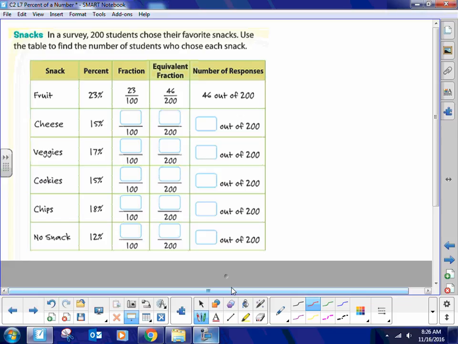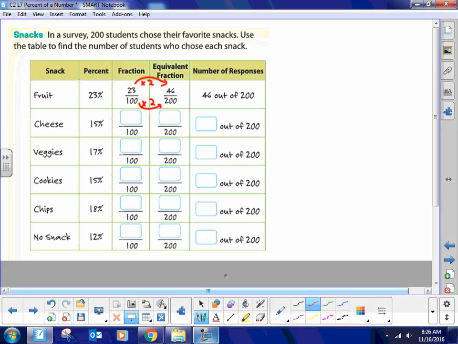As you see here with fruit, 23% becomes 23 over 100. Well, we're actually looking at 200 students. So what they do is they make an equivalent fraction. 100 can be brought to 200 by multiplying by 2. You do the same thing to the top. You just multiply by 2. That's what we're going to do here, going down to the bottom.